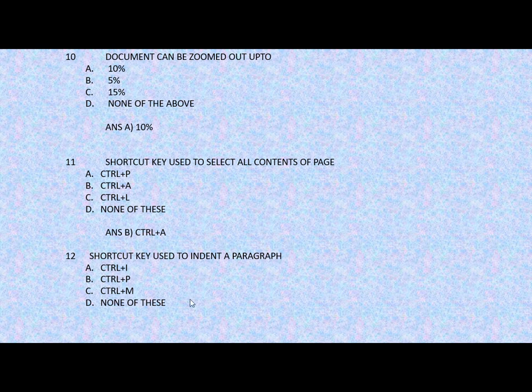Next question is, shortcut key used to indent a paragraph. Indent means to provide space before the paragraph. The options are Control plus I, Control plus P, Control plus M, none of these. The correct answer is C, that is Control plus M.